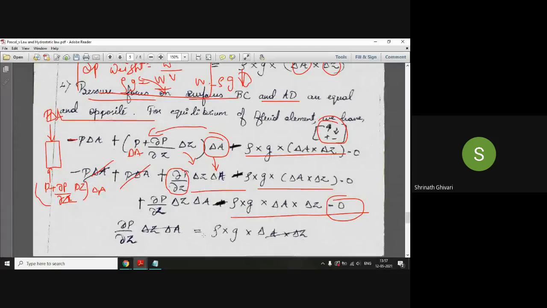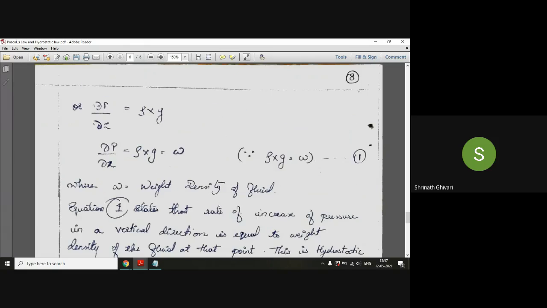So it will be dou P by dou Z delta Z into delta A equal to rho g into delta A into delta Z. This gets cancelled with this. What is remaining is dou P by dou Z equal to rho into g.